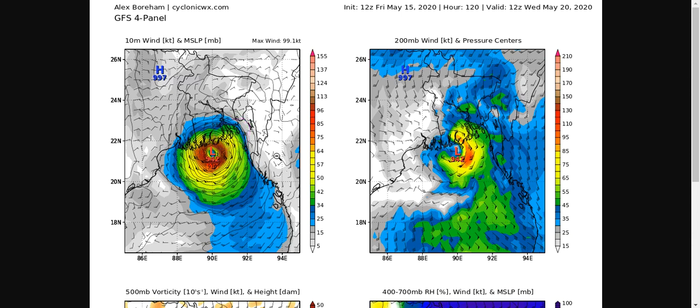Otherwise, there isn't too much activity in the tropics. There's Vongfang over the Philippines, actually, but it is currently weakening and is dumping rain over there. And there's also Invest 97W, but right now it is weak.